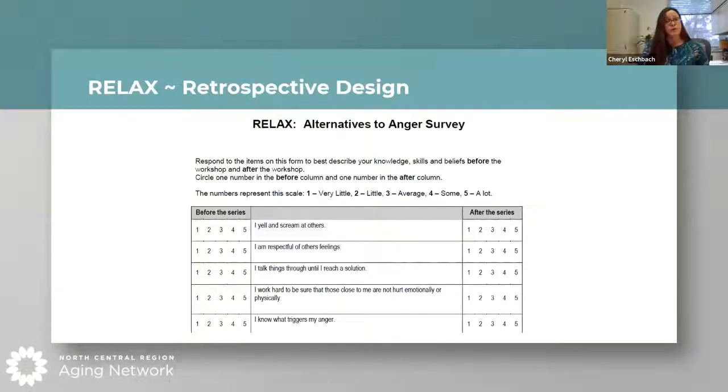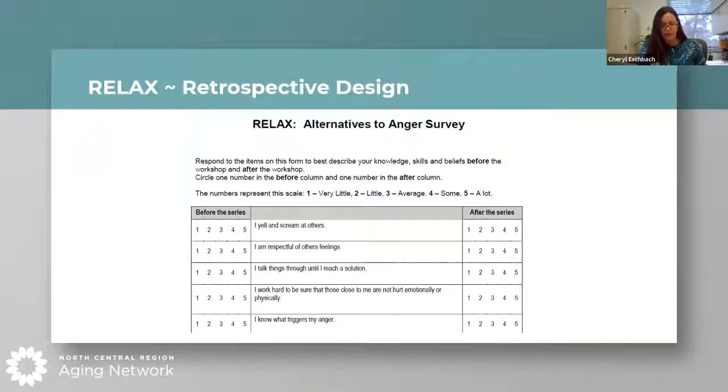This is another example of a retrospective design we use for an anger management series called RELAX, which is an acronym. And we have them think about before and after the series. And again, these survey items are the objectives of the program. So to yell and scream at others, there's a whole lesson that talks about that. And so we would expect some change here.